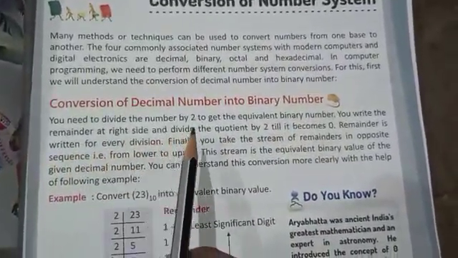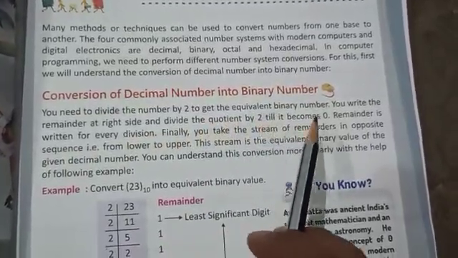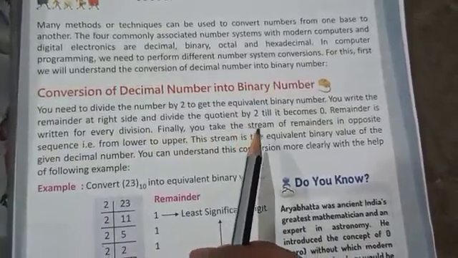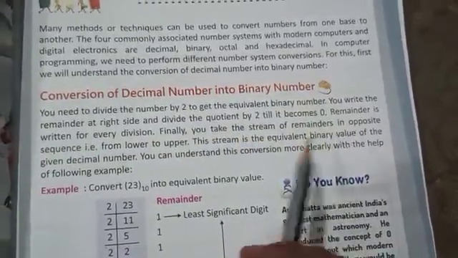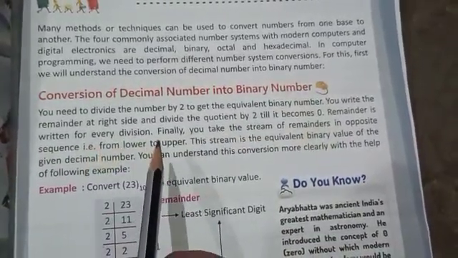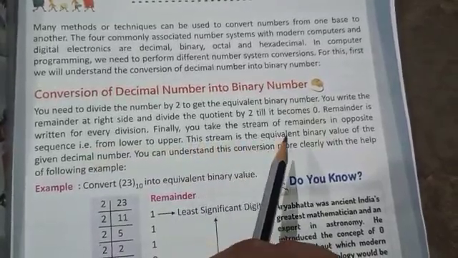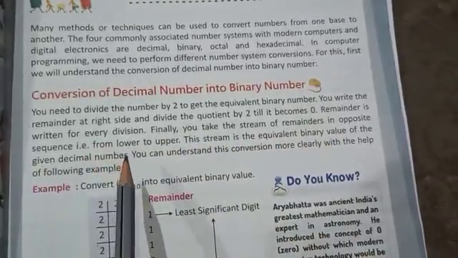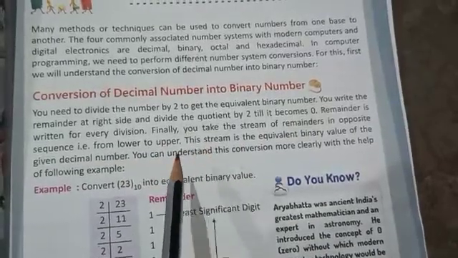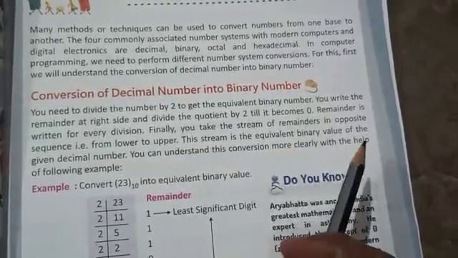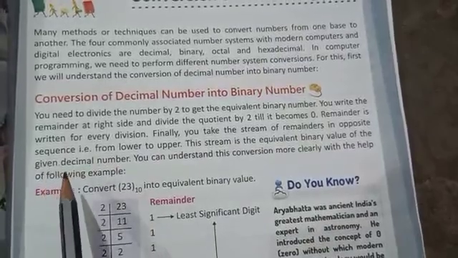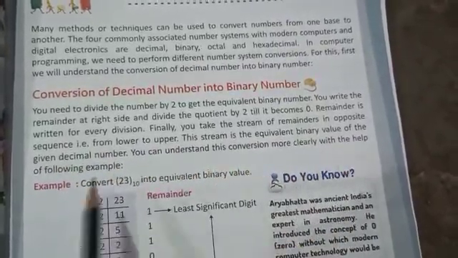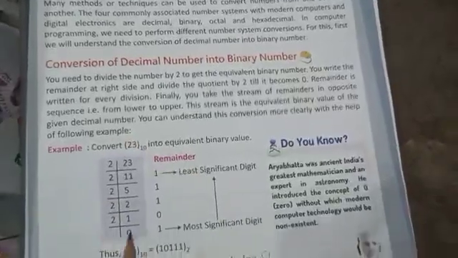You need to divide the number by 2 to get the equivalent binary number. You write the remainder at the right side and divide the quotient by 2 till it becomes 0. Remainder is written for every division. Finally, you take the stream of remainders in opposite sequence, that is from lower to upper. This stream is the equivalent binary value of the given decimal number. You can understand the conversion more clearly with the help of the following example.